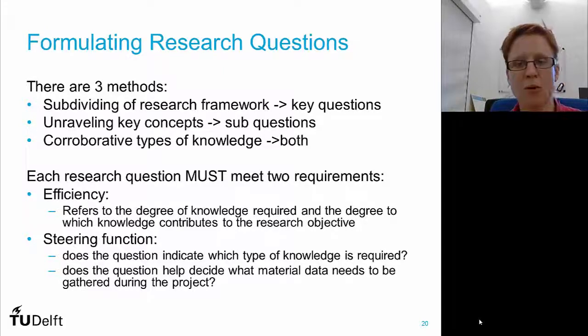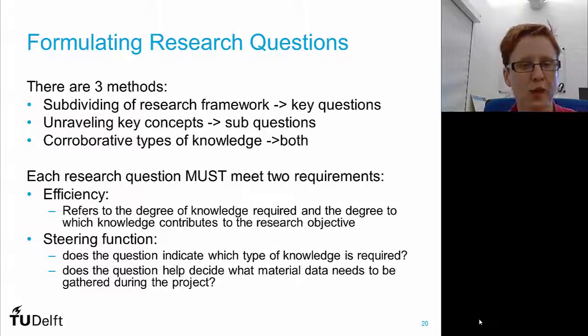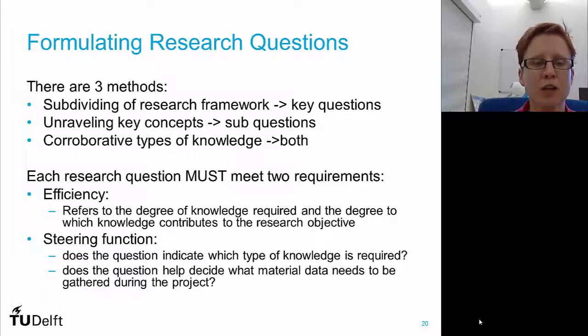From the research framework come a number of key questions, and from the key questions you can have sub-questions. The other approach, if your framework is formulated slightly differently, is that you look at what the key concepts are that I'm studying, and from each key concept there are a number of sub-questions. And then you have the corroborative type of knowledge, which basically has key questions and sub-questions, where you look at what type of knowledge you need to solve your objective, and from there questions come rolling out. So however you follow it, one way or the other, you need to come up with research questions.